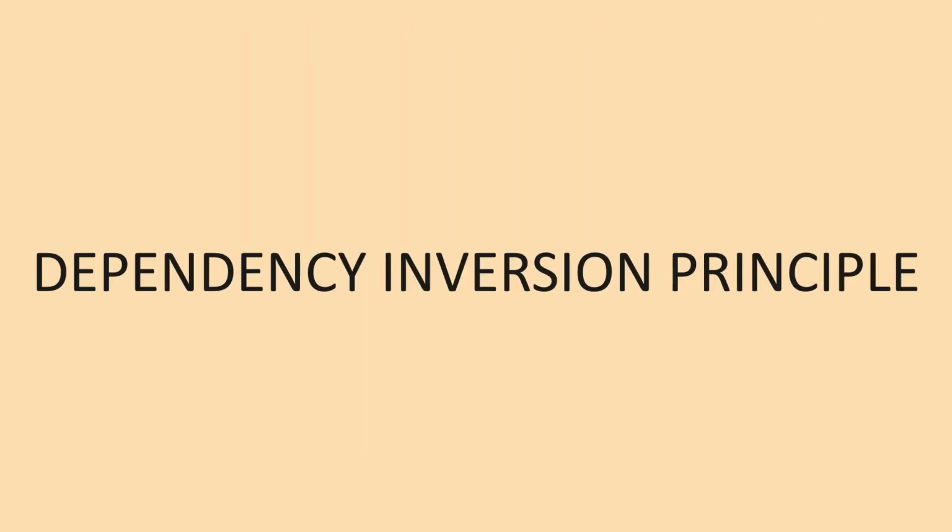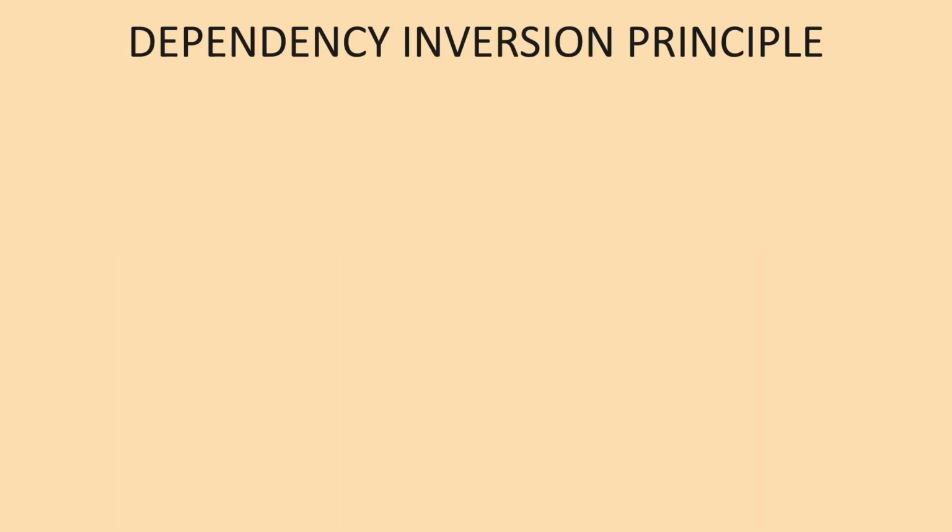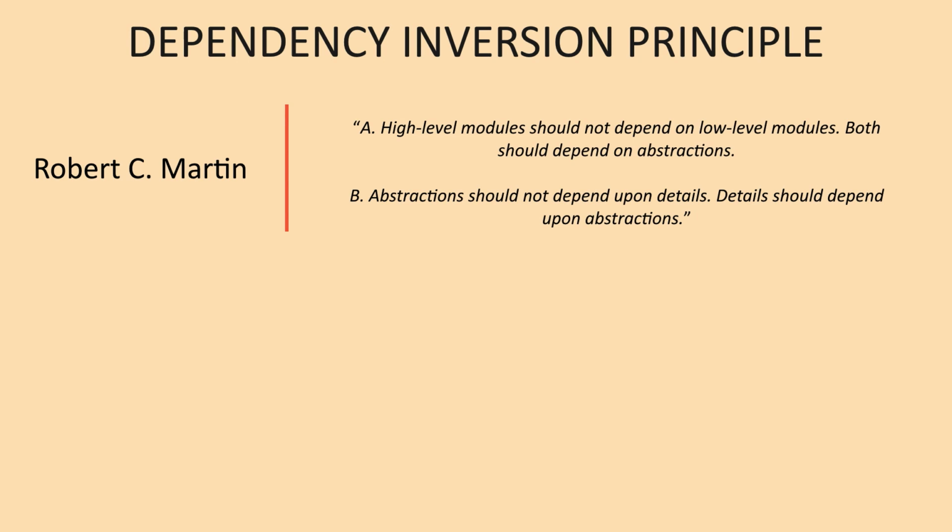The final principle we are going to look at is the dependency inversion principle. The dependency inversion principle was introduced by Robert C. Martin, and his definition is twofold. The first one is: high-level modules should not depend on low-level modules. Both should depend on abstractions. And the second one is: abstractions should not depend upon details. Details should depend upon abstractions.